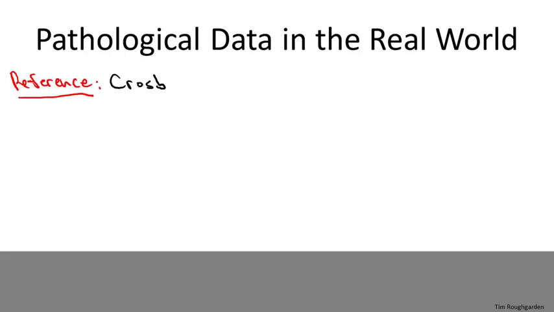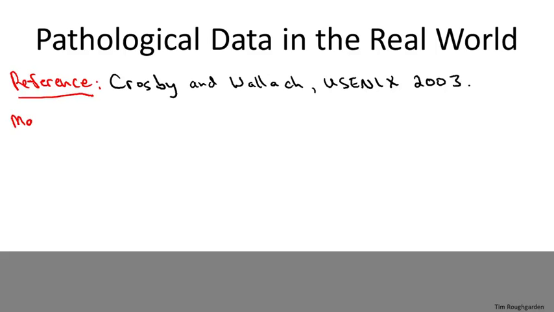The second point I want to make is that while these pathological data sets, of course, are not likely to arise just by random chance, sometimes you are concerned about somebody constructing a pathological data set for your hash function, for example, in a denial of service attack. So there's a very clever illustration of exactly this point in a research paper from 2003 by Crosby and Wallach.